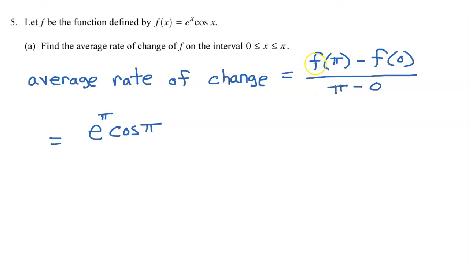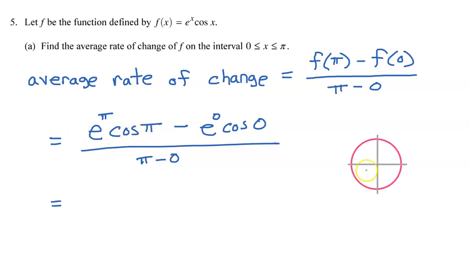If you evaluate the function at pi, you get e to the pi cosine pi. Next, you subtract the evaluation of the function at 0, so minus e to the 0 cosine 0, all over pi minus 0.